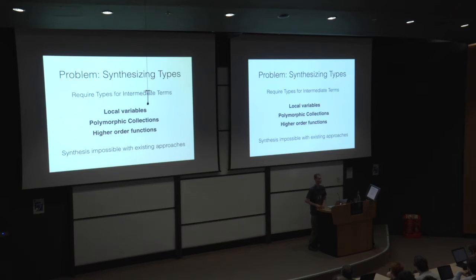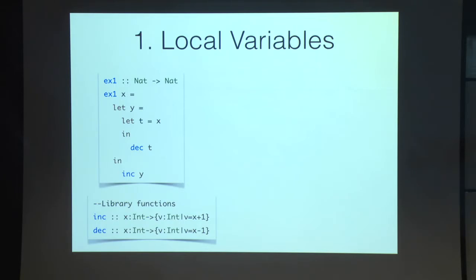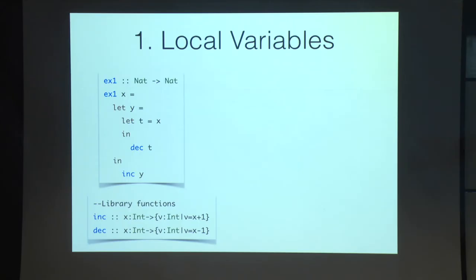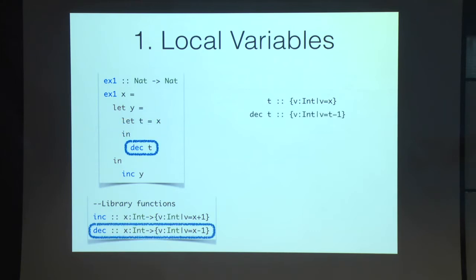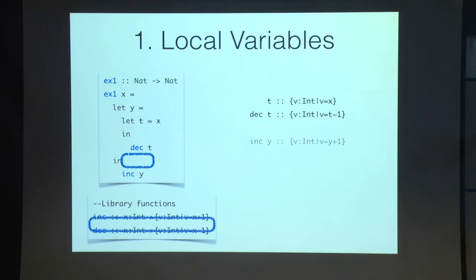So first, local variables. This example code here is just the identity function for numbers written in a strange way. We decrement a number and then increment it again. And most of the types are easy to figure out. We have t is equal to x, so its type is just a value that is equal to x. Decrement t, we can get its type right out of the library definition. So it's a value whose value is 1 less than t. And similarly, increment y comes right out of the library definition.